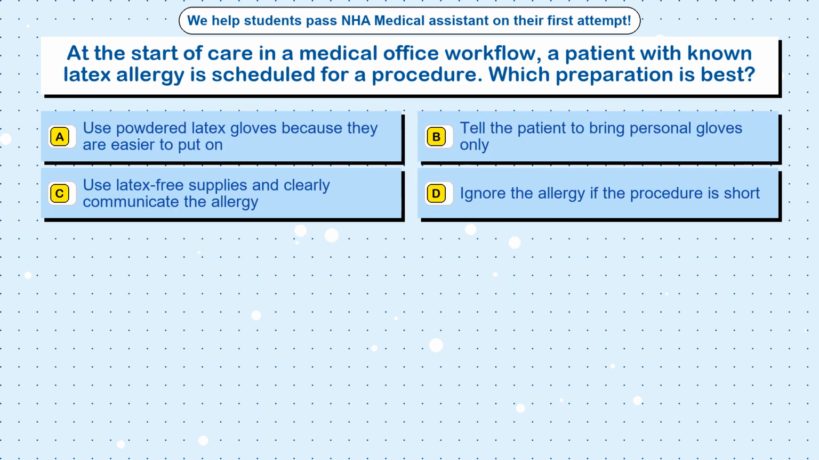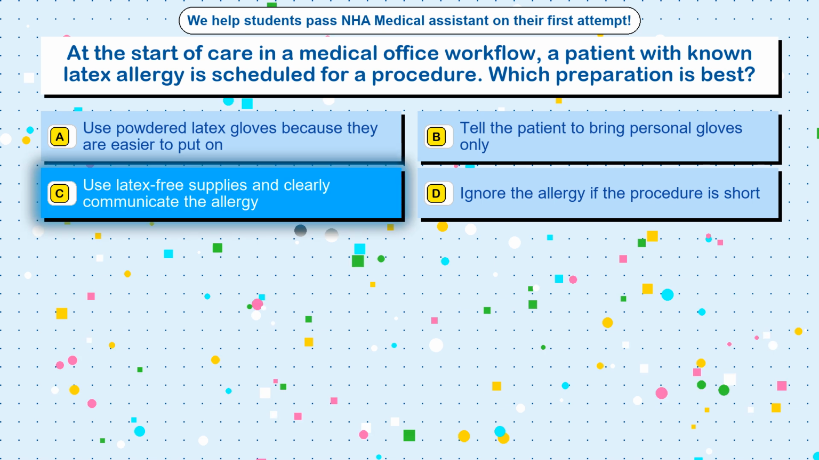Question 70. At the start of care in a medical office workflow, a patient with known latex allergy is scheduled for a procedure. Which preparation is best? Option A. Use powdered latex gloves because they are easier to put on. Option B. Tell the patient to bring personal gloves only. Option C. Use latex-free supplies and clearly communicate the allergy. Option D. Ignore the allergy if the procedure is short.